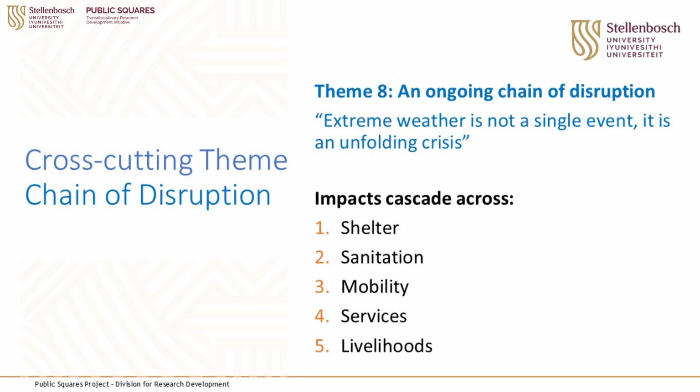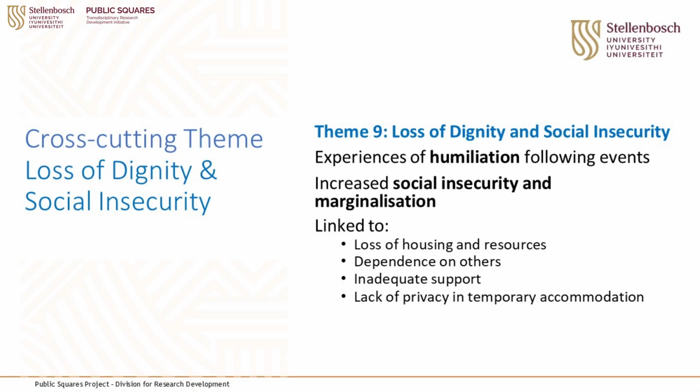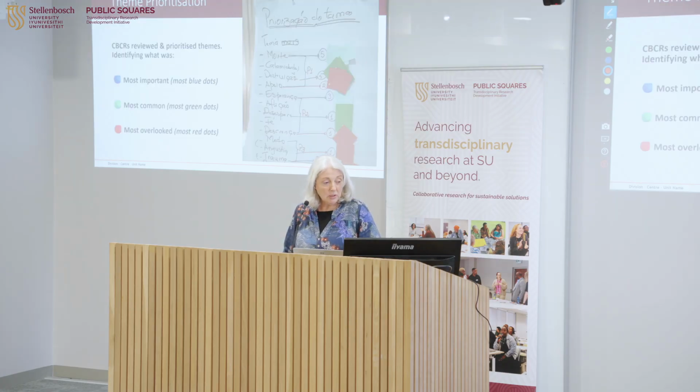So, cross-cutting themes: there's clearly an ongoing chain of disruption. Extreme weather is obviously not a single event, it's an unfolding crisis. There are cascading impacts across shelter, sanitation, mobility, services and livelihoods, and a loss of dignity and social security. People lose their housing, their resources, they're entirely dependent on other people, they have inadequate support, and there is a really extreme lack of privacy in temporary accommodation for people who are displaced.